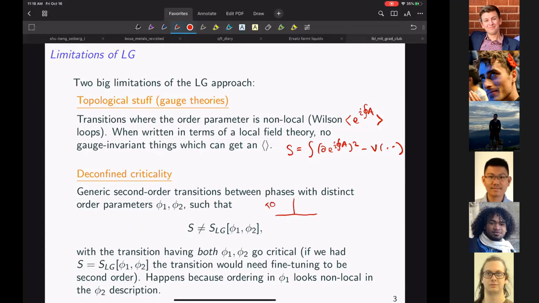So maybe here we have phi 1 getting an expectation value. Here we have phi 2 getting an expectation value. Here's some parameter that we're tuning, g, phase 1, phase 2. But what happens in deconfined criticality is that the critical point that tunes between these two phases is such that phi 1 and phi 2 both go critical at the same time. If we were imagining this happening in the context of some kind of Landau-Ginzburg theory, we would expect this to only be possible in a set of measure 0 in parameter space, right?